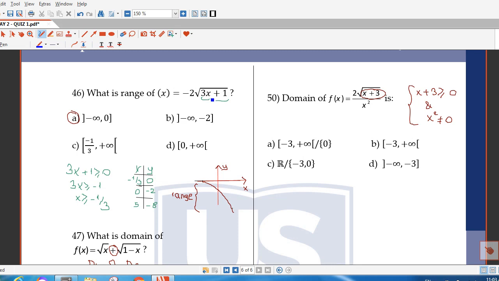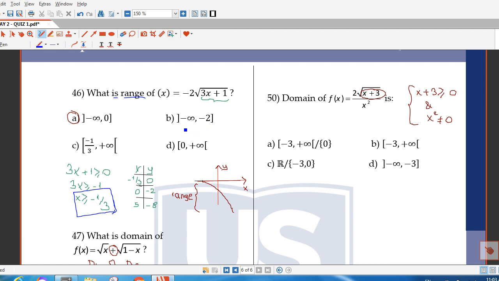Quiz 1, question 46. What is the range of the given function? Maybe we don't know this function as a parent function, so we can apply some logic. Inside of a square root should be greater than or equal to 0. If I solve, the possible values of x will be equal to or greater than -1/3.